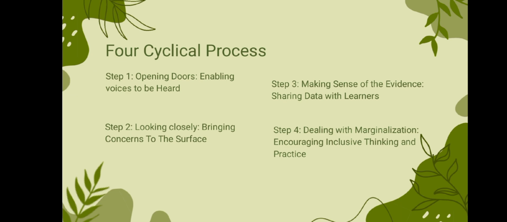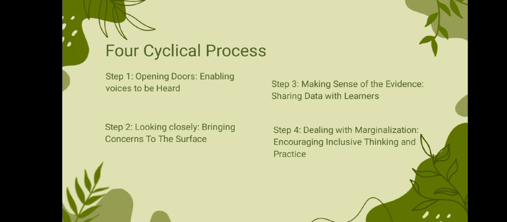Step number 3, making sense of the evidence, sharing data with learners. The school community, teachers and students, discuss findings or observations together to understand the nature of marginalization. This helps build awareness, empathy, and collaborative solutions. Step number 4, dealing with marginalization, encouraging inclusive thinking and practice.